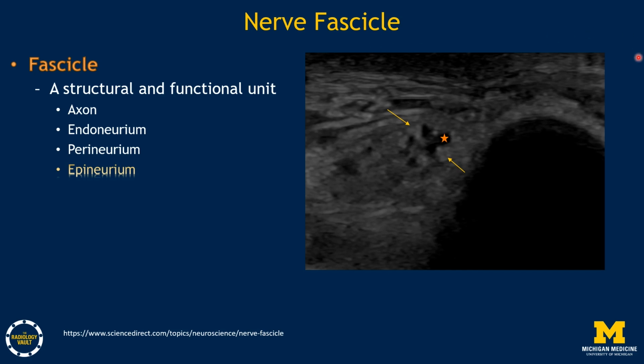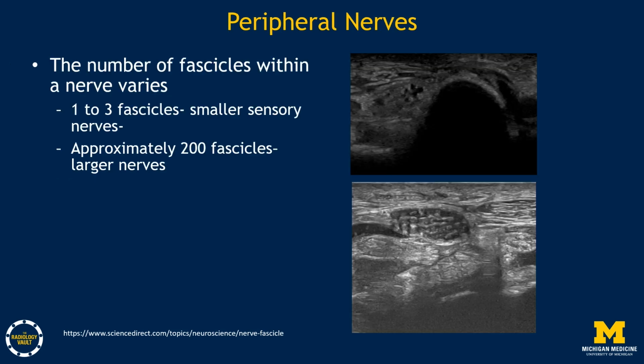Here is a short axis ultrasound of the ulnar nerve at the elbow. The hypoechoic structures are the fascicles. The echogenic bright components here are the epineurium and perineurium. The number of fascicles within a peripheral nerve varies. It could be 1 to 3 in smaller sensory nerves and almost 200 fascicles in larger nerves.